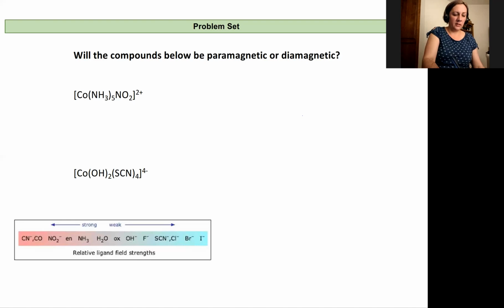Let's just write that down. Plus 3. And we've got a couple of different ligands. We have ammonium right here, and then NO2 minus right here. So these ones are going to be strong field ligands.